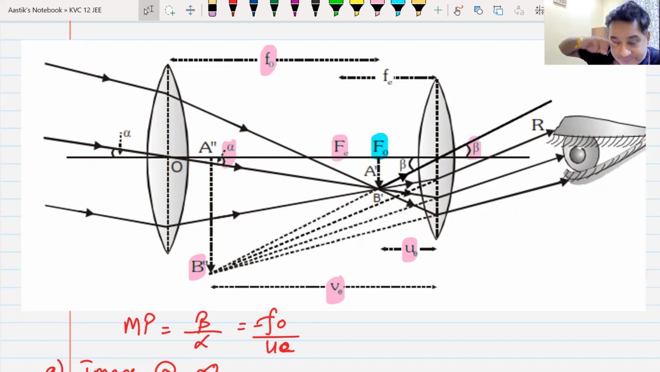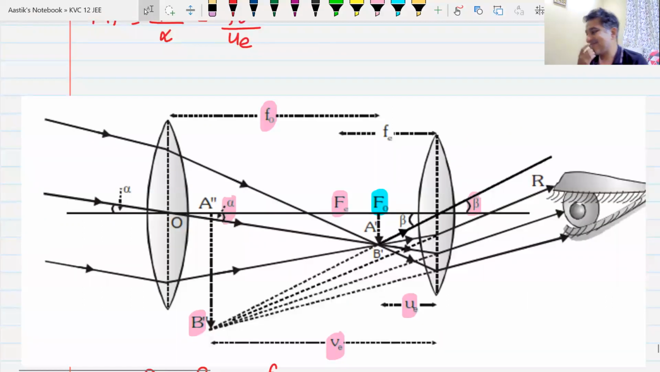Shall I move ahead? Sir, please scroll the slide a little bit up. What's wrong with the slide? You can't see the slide? Okay. Better now? Done, sir. Everyone?